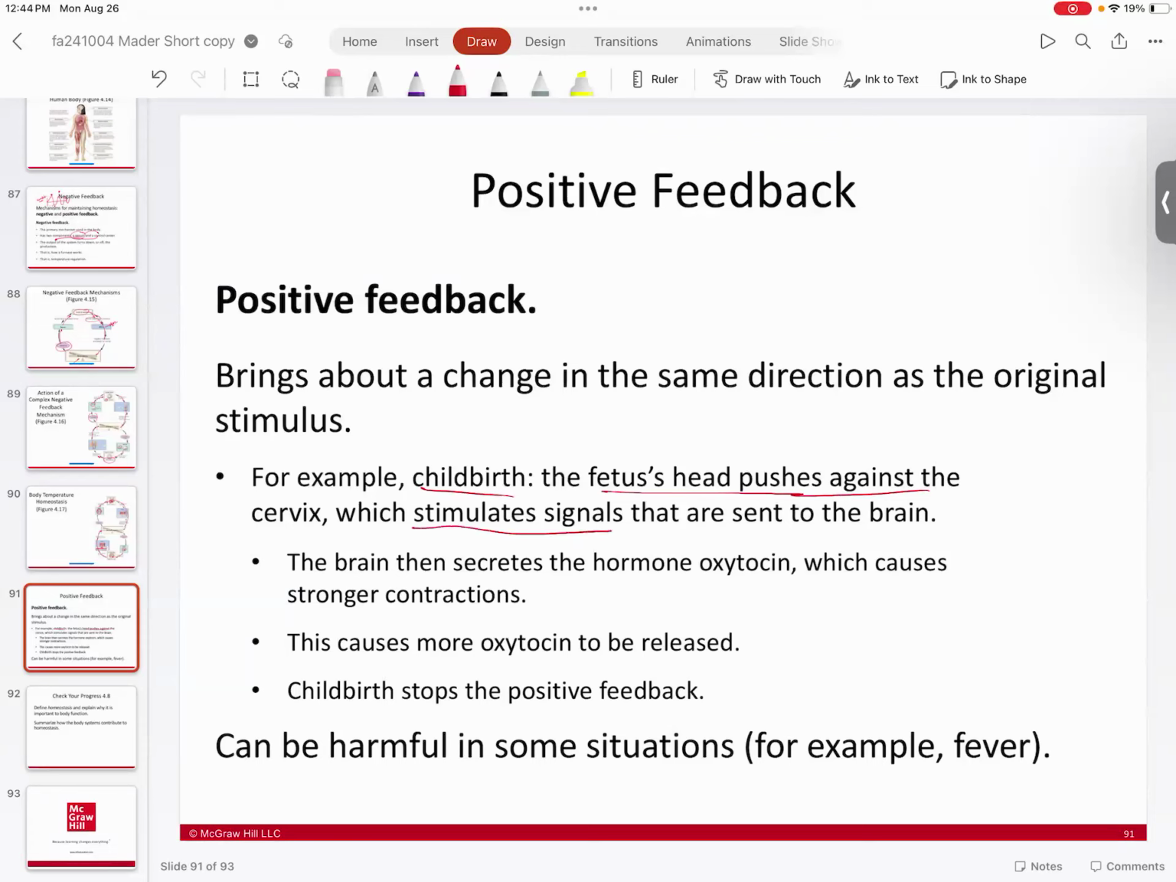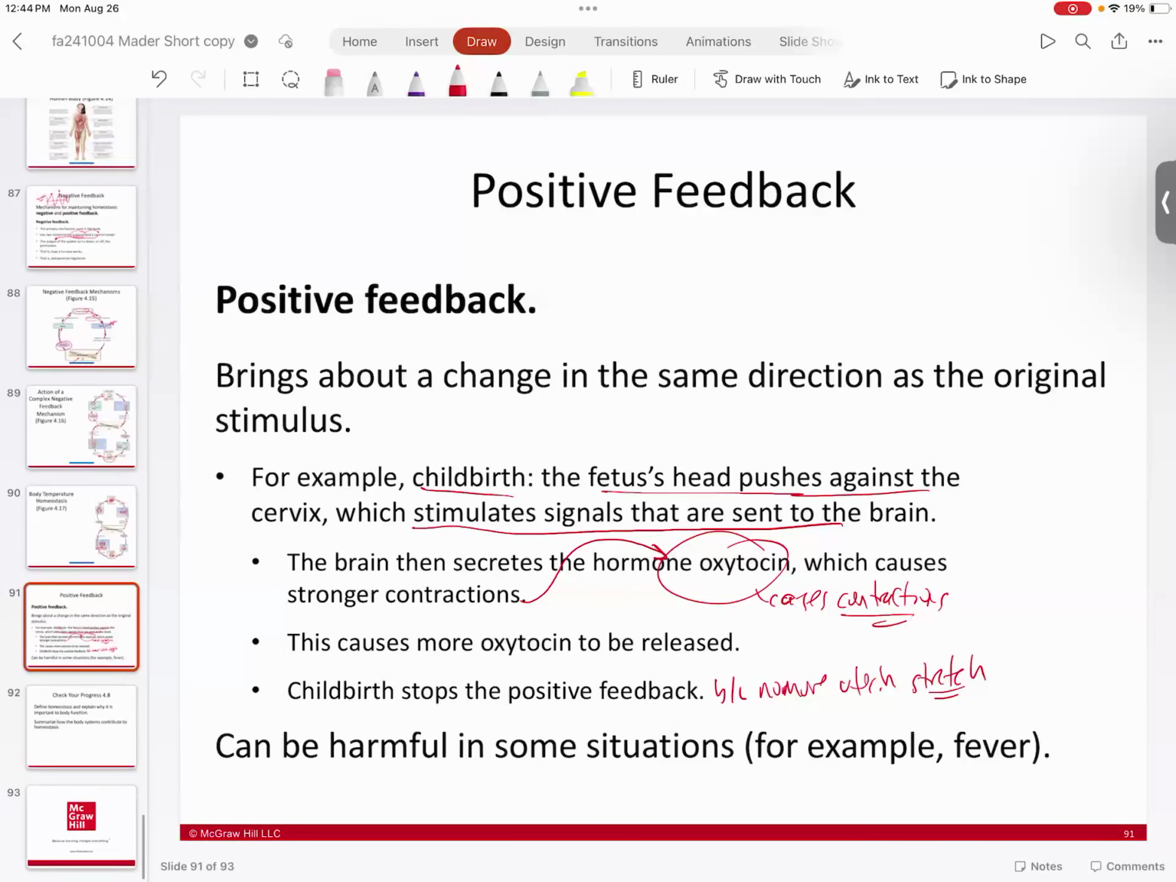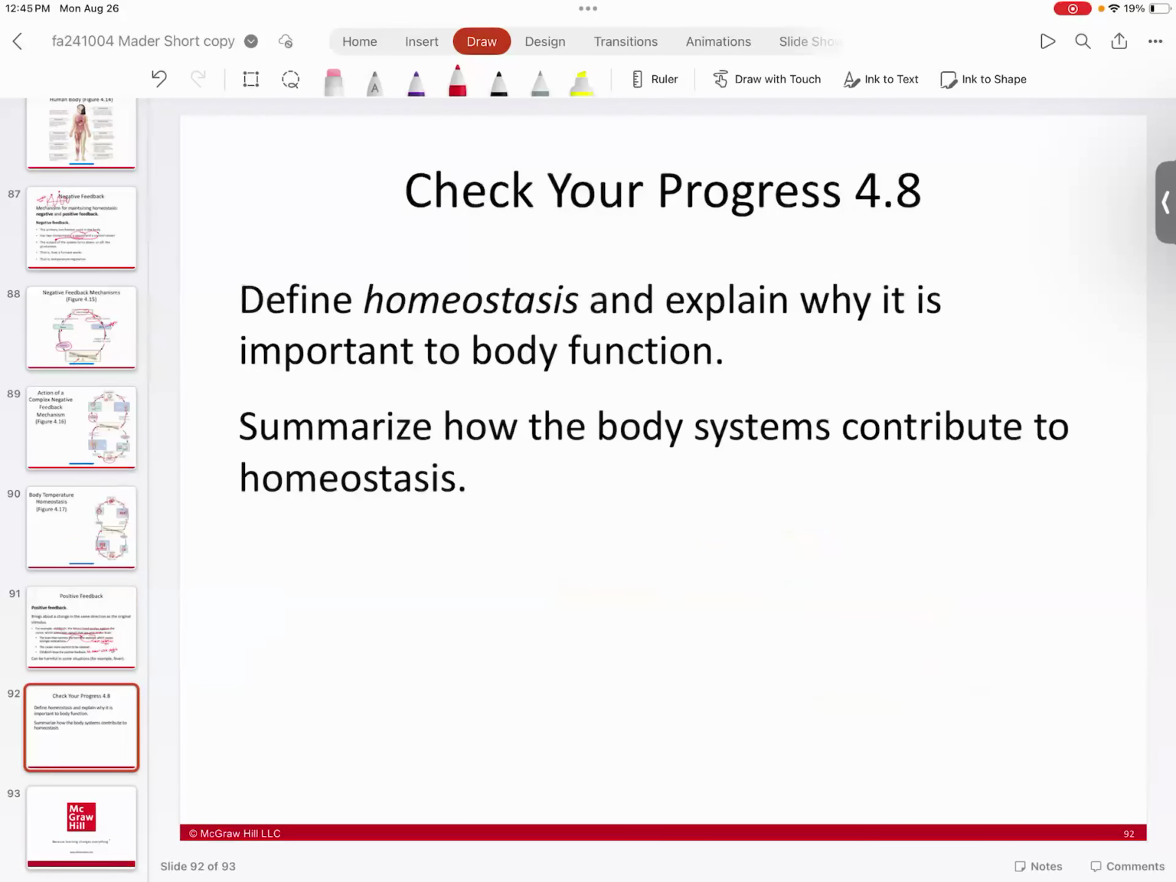But what happens is oxytocin causes stronger contractions of the uterine lining, but the contractions themselves will send signals to secrete more oxytocin. More oxytocin will cause more contractions, which will cause more oxytocin. So you can see this kind of cyclic piece. So more oxytocin can be released, and then the childbirth stops after the child is out. Why? Because there's no more stretch. So childbirth stops, the positive feedback, because there's no more uterine stretch. The baby's out. Right, so this is an example of a positive feedback loop.